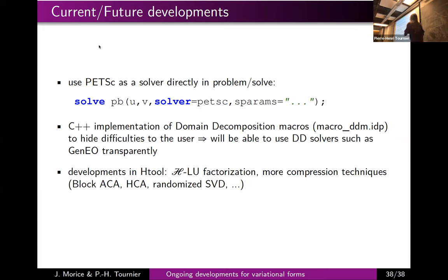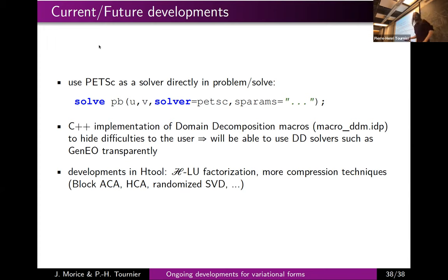We are also working on hiding the implementation of domain decomposition methods, which is currently written with macros, for example in macro_ddm.idp. We work on rewriting this in the kernel to hide the domain decomposition difficulties, and hopefully, one day use the solvers as easily as doing this. And we will be able to use DD solvers such as GenEO almost transparently pretty soon, I think, because the solver doesn't need additional input from the user. We have all the information we need with the one variational formulation that the user gives.